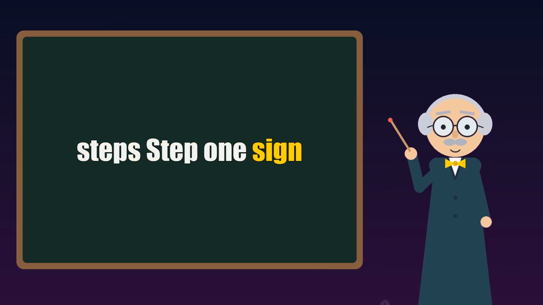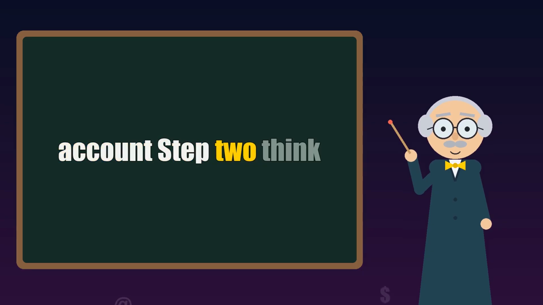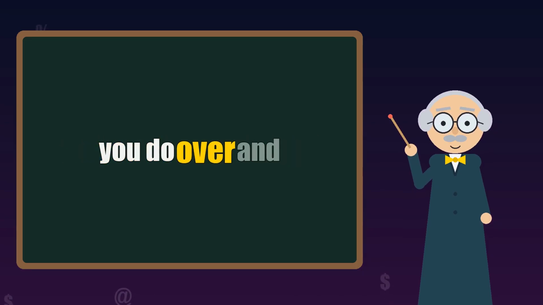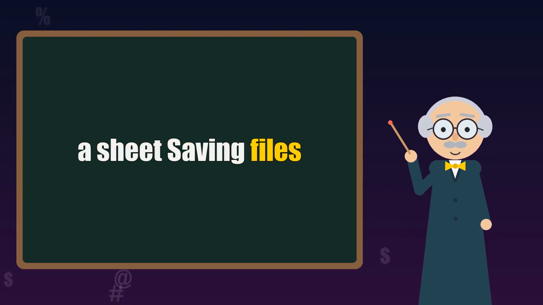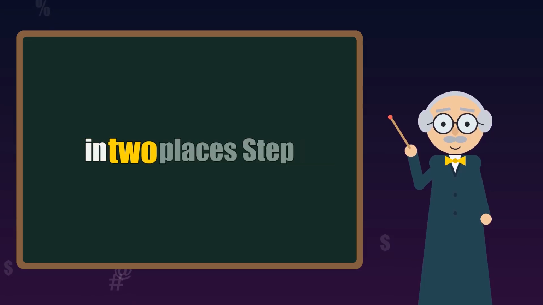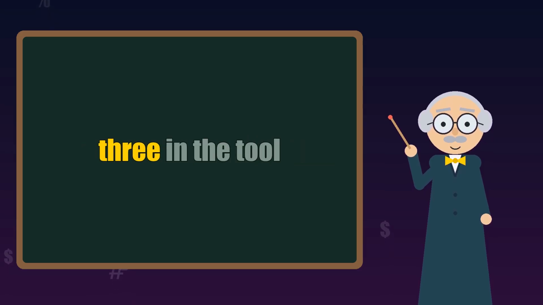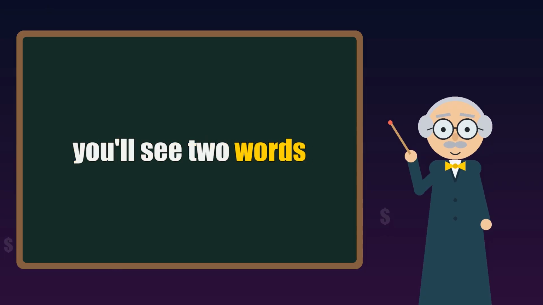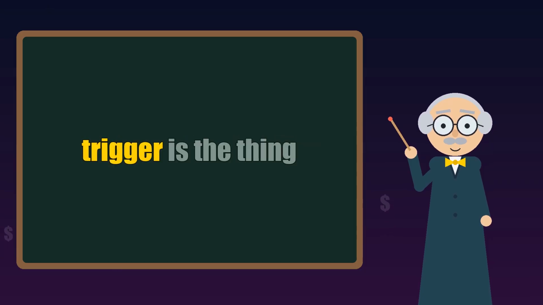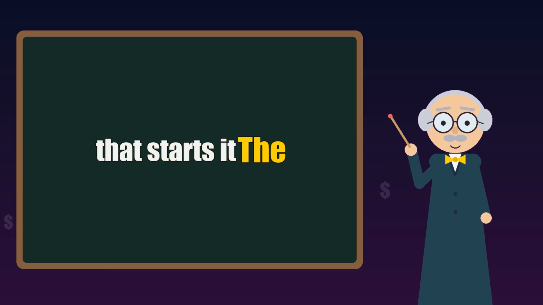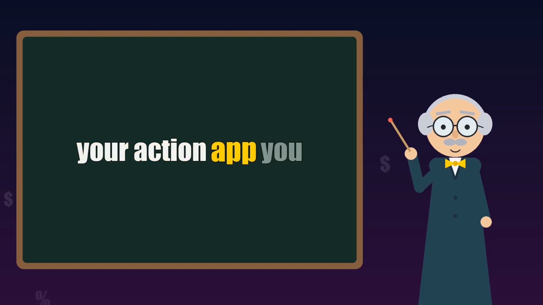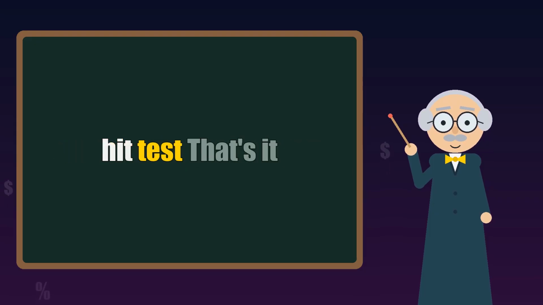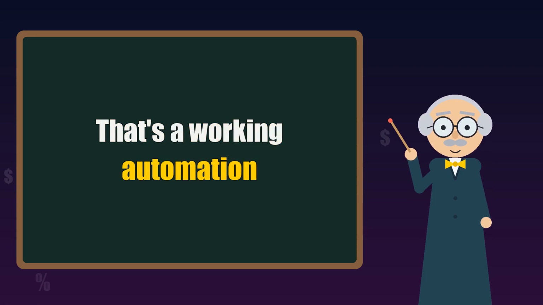Here are your actual first steps. Step 1, sign up for a free account. Step 2, think of one boring thing you do over and over. Copying emails into a sheet. Saving files. Posting the same update in 2 places. Step 3, in the tool you'll see 2 words, trigger and action. The trigger is the thing that starts it. The action is what happens next. You pick your trigger app, you pick your action app, you connect them, and you hit test. That's it. That's a working automation.